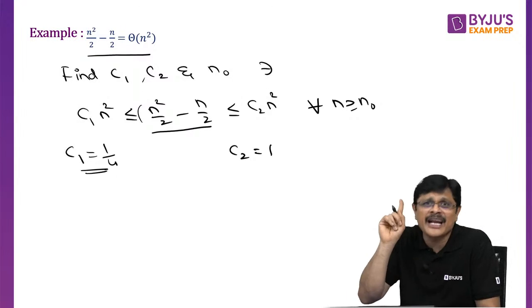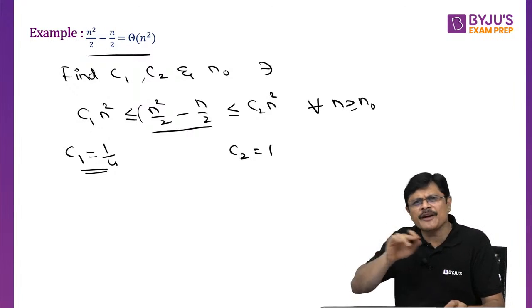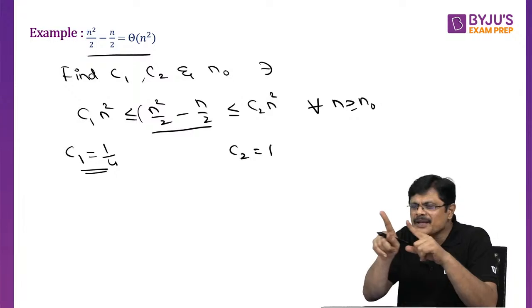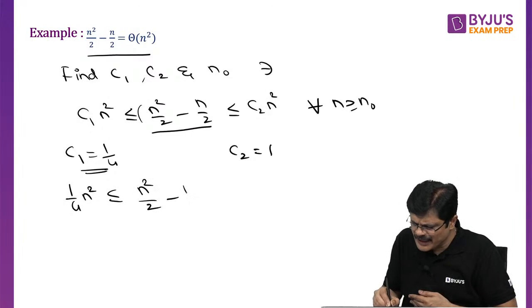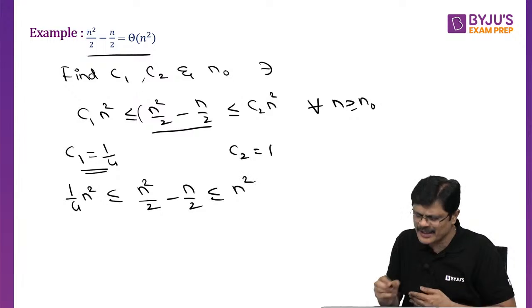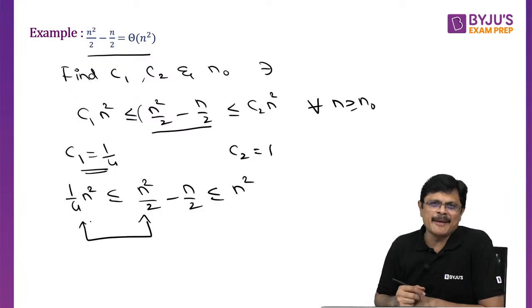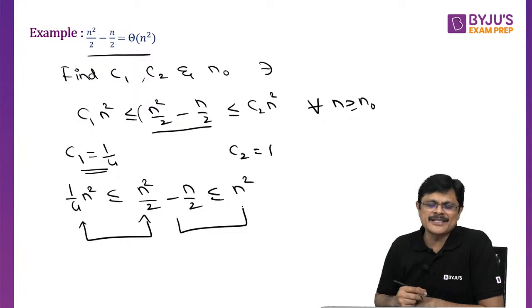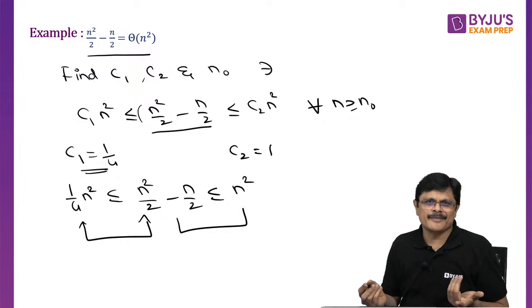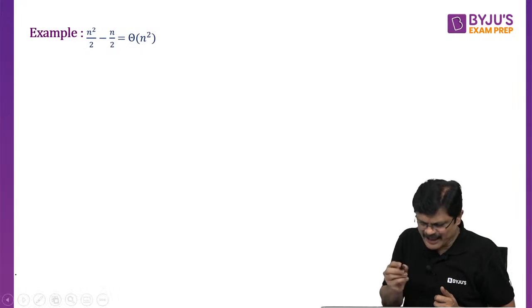One c and one n0 you have to find. See, we don't have to prove it for every c and every n0, sir. One c and one n0. Okay, so let me put that. 1 by 4 n square is less than or equal to n square by 2 minus n by 2, which is less than or equal to n square. See, if you observe, the left hand side problem is the same as your big omega problem. The right hand side problem is the same as your big O notation problem. That's it. So you can find the values of n1 and n2 in that manner, my dear friends.